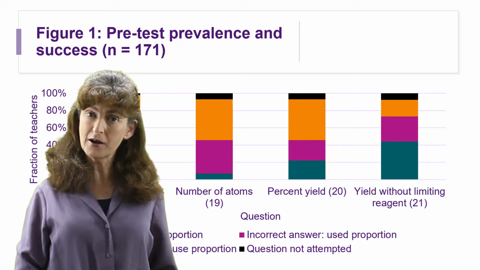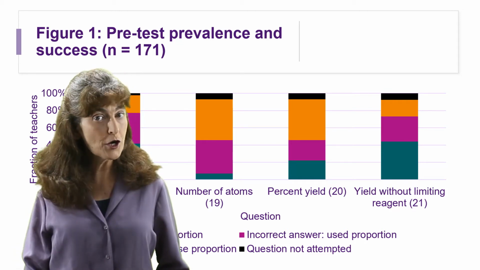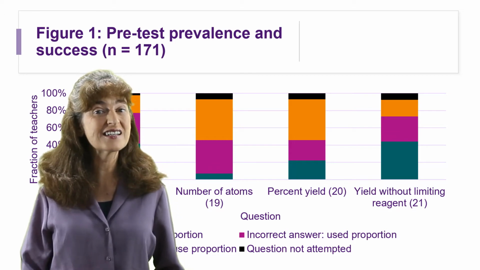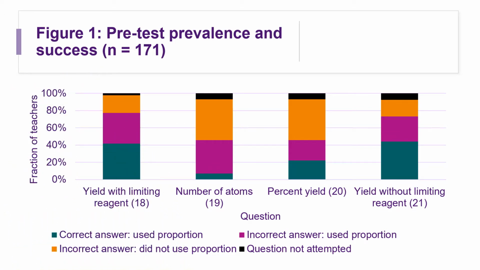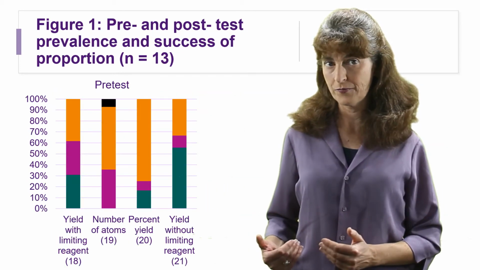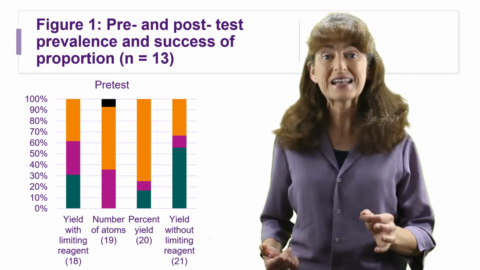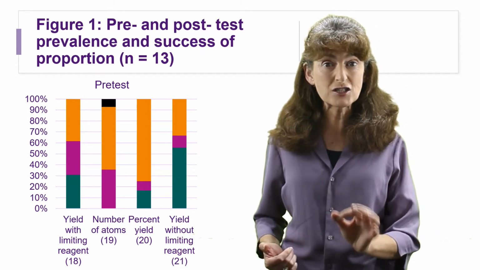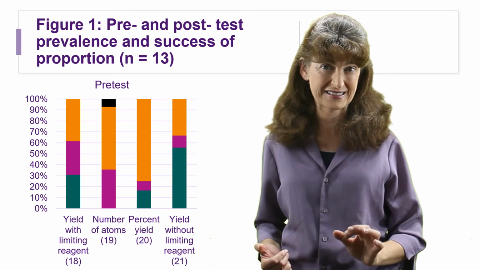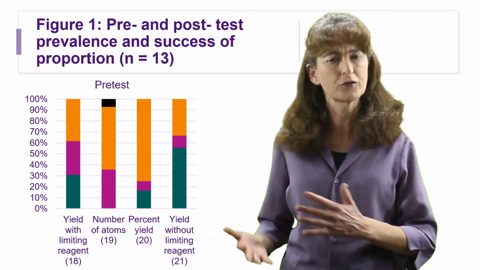As I said in the video abstract, this graph shows that the teachers severely underutilized proportion. It also shows that recognition of the need to use proportion is question dependent, and that although the failure to recognize the need of proportion is a major problem, it isn't the only problem that prevents these teachers from obtaining the correct answer. This is the same kind of graph, again for the pretest, but now for only the 13 teachers included in this preliminary analysis. And we see similar trends to the full sample.